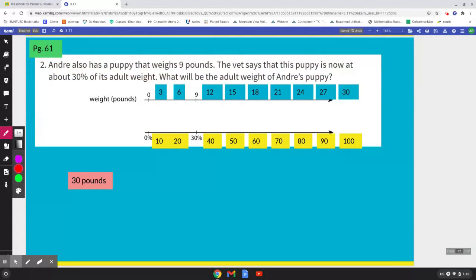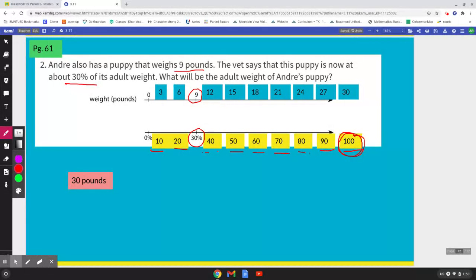And then now we have Andre, so a different kid. His puppy weighs 9 pounds right now. But the veterinarian is saying, well, he's actually at 30% of his adult weight. So the book gave you this 9 and this 30. So now what you're going to need to do is add this 10 and this 20, right? Those ticks. And then 40, 50, 60, 70, 80, 90, 100. You have to go to 100 because you're looking for the adult weight. And its adult weight would be 100% of the weight.